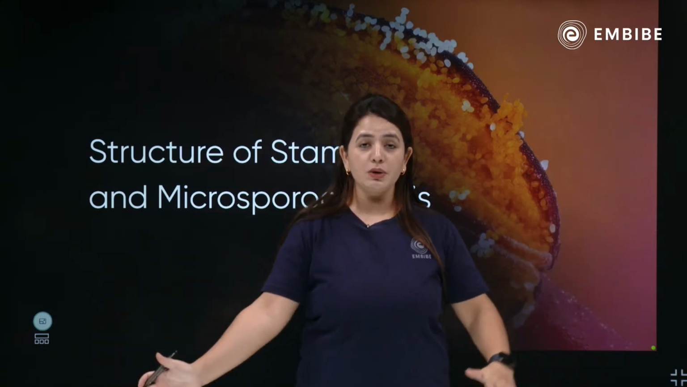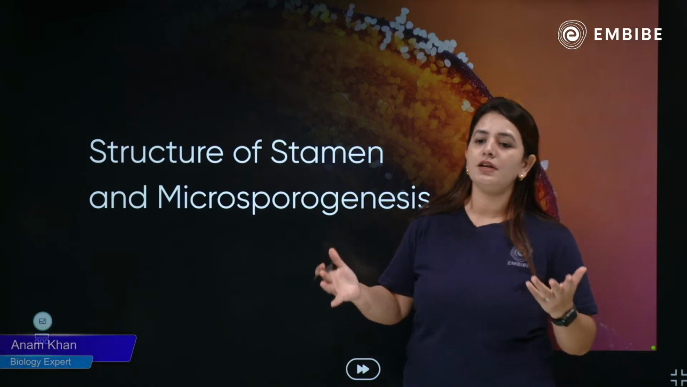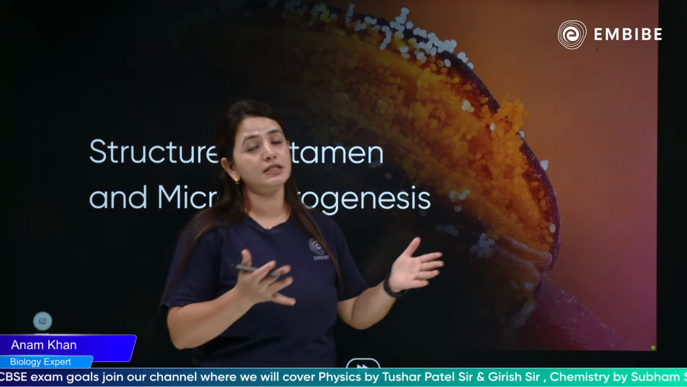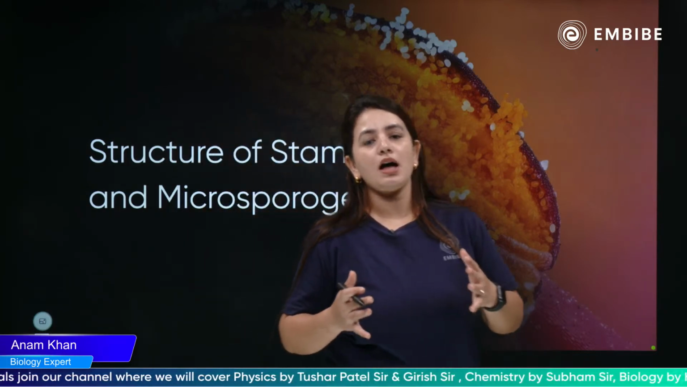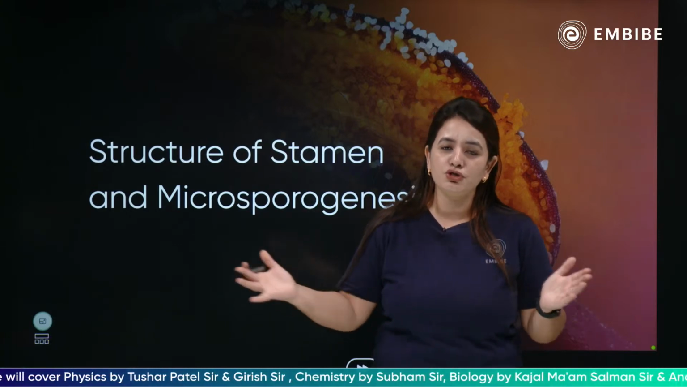So children, continuing with our previous topic, sexual reproduction in flowering plants, another topic of that chapter is the structure of the stamen, and we're going to learn about how the microspore is created, which is called microsporogenesis.